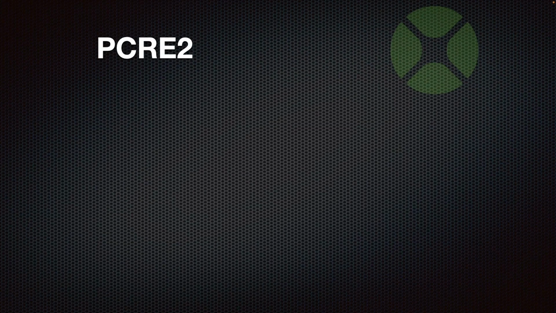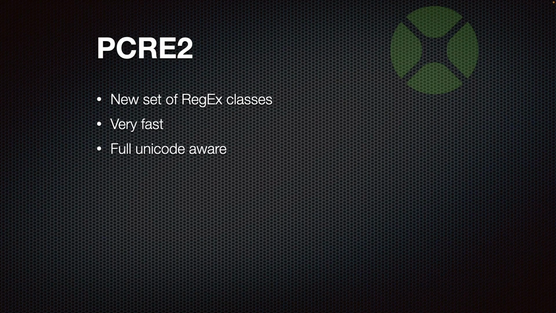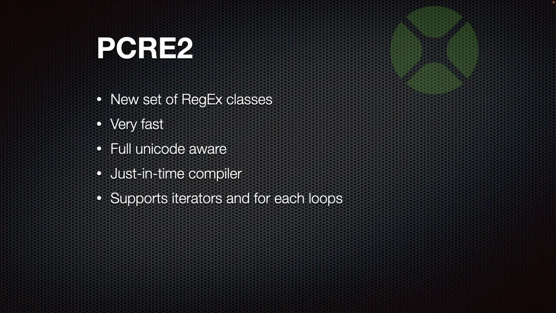Also, we have had regex classes for some time. We got new ones. So a new set of regex classes, which are very fast because it has a built-in compiler. For the Unicode array, it has a just-in-time compiler, so it can compile to machine code for Intel and ARM. And well, this speeds it up a lot. We have iterators and for each loop, so you can say, find me all the matching patterns in a text, and just use a for each loop in Xojo to go over them. And you can store and load the compiled patterns if you like, so you can put them in a database, for example.